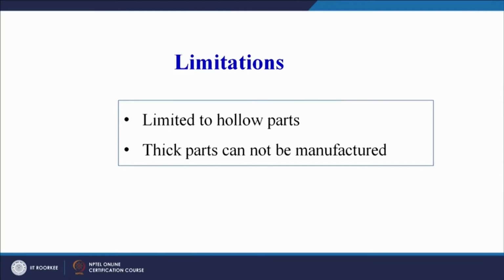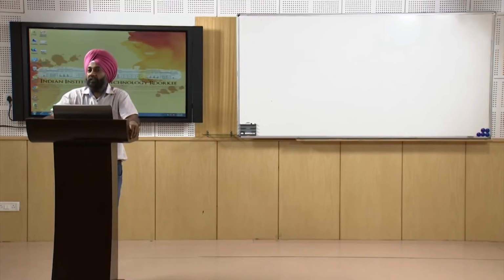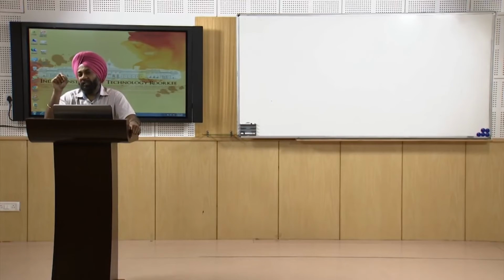What are the limitations of the process? Now limitations, this process is only limited to hollow parts. Thick parts cannot be manufactured. So it is the thickness of the wall of the product that we are making. If you see the plastic soft drink bottles, the mineral bottle, the thickness of the part is not very large. So the sheet thickness that we achieve is not very thick in case of blow molded parts. So that is one limitation, and another is that we can only make hollow parts using the process.